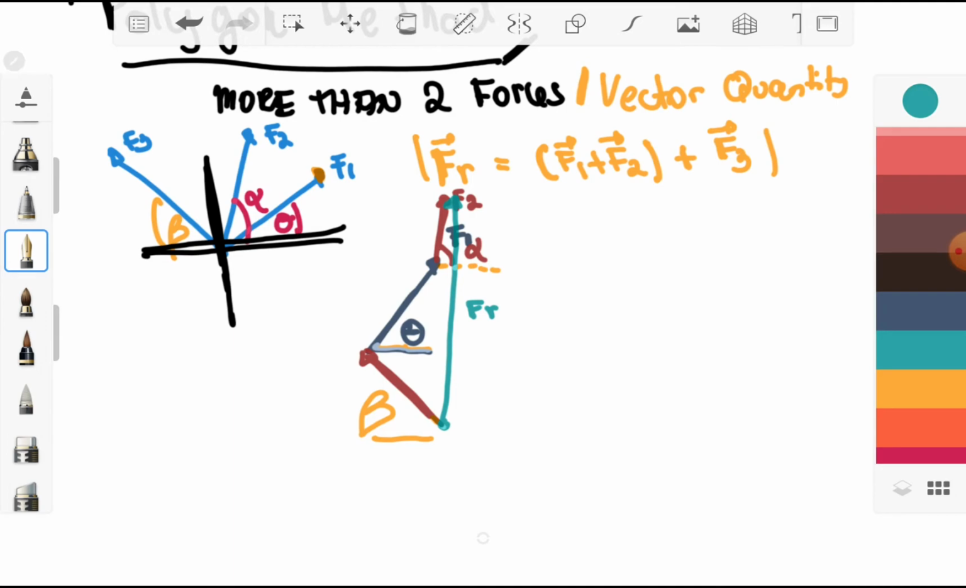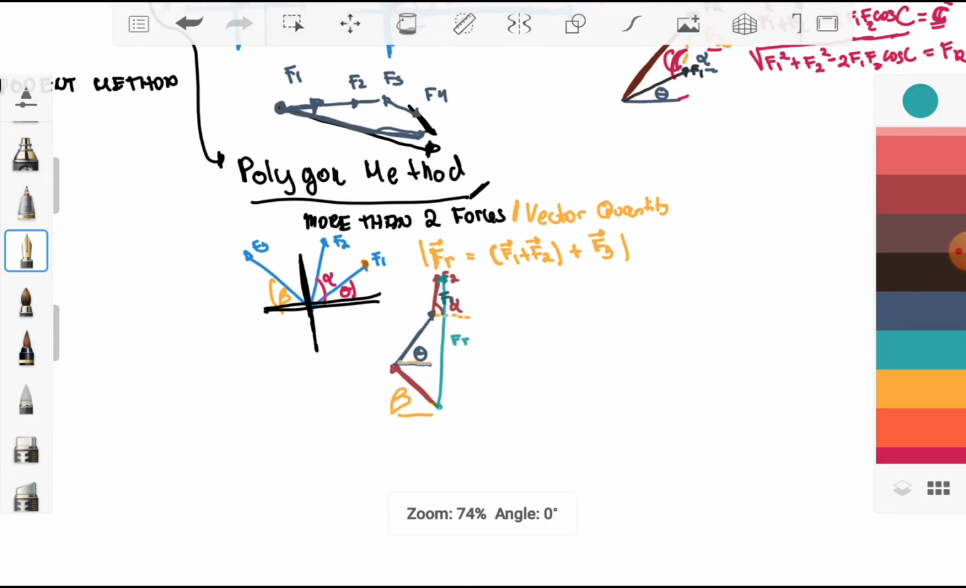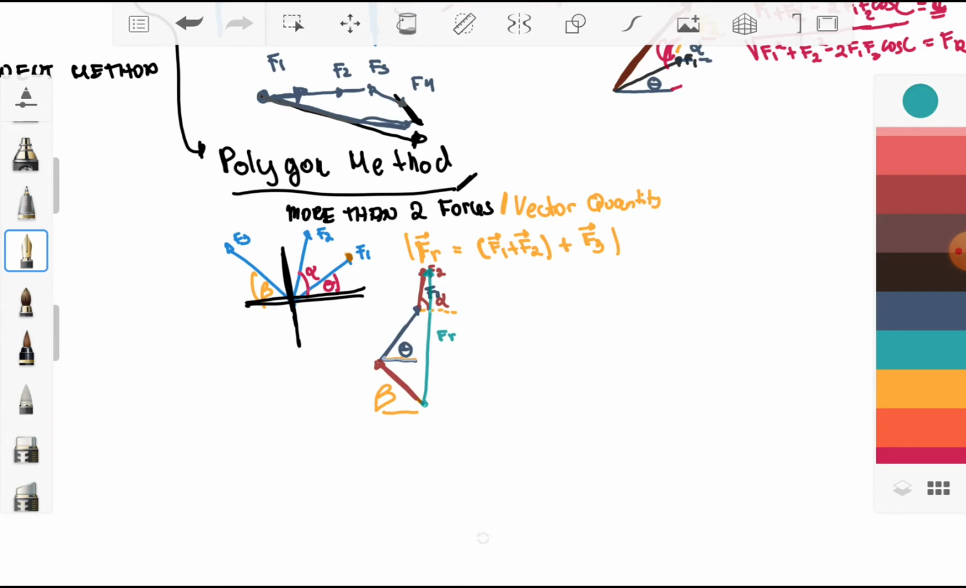So, how will you solve for your FR? Your FR can be solved using your cosine laws and sine laws. But particularly, you will use the different techniques of your trigonometry in order to solve for your FR.